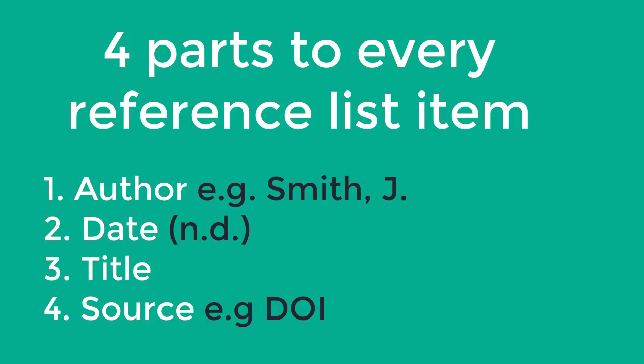The author, for example, last name, comma, first initial, period; the date, if no date is provided, ND; the title of the article or newspaper, magazine, or book; and then the source, for example, the digital object identifier, website URL, journal guide list, etc. So let's take a look at how to create citations both in text and reference list in Word.